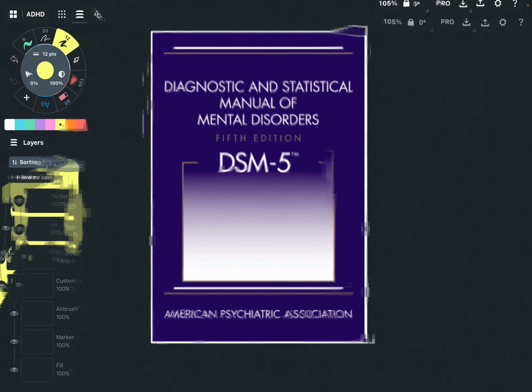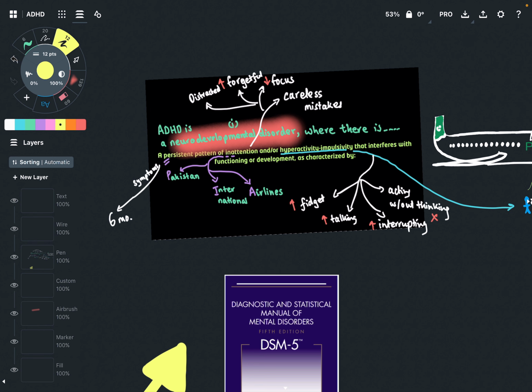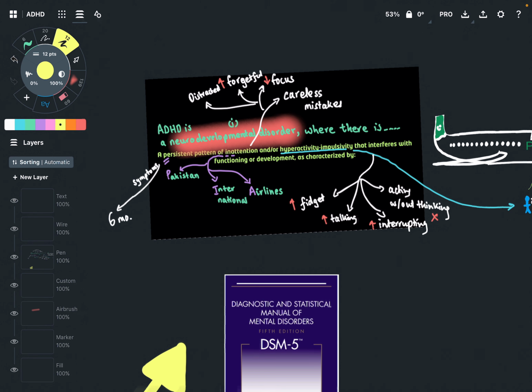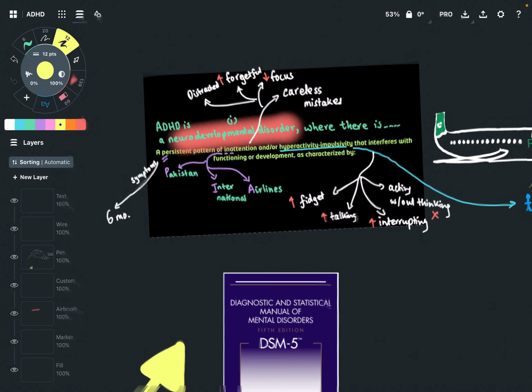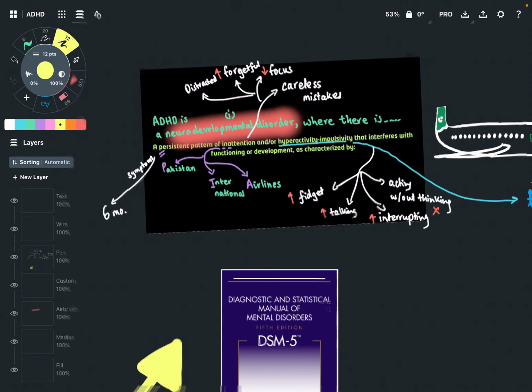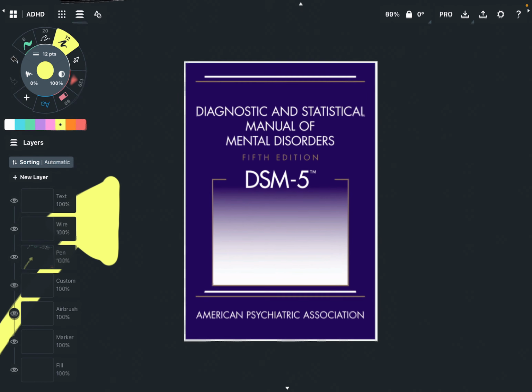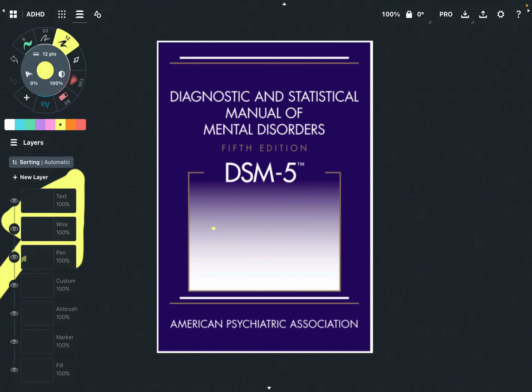Remember, the definition that we discussed back here, a persistent pattern of inattention and hyperactivity impulsivity that interferes with functioning or development. This definition is discussed in DSM-5, pages 59 to 60. Remember that.